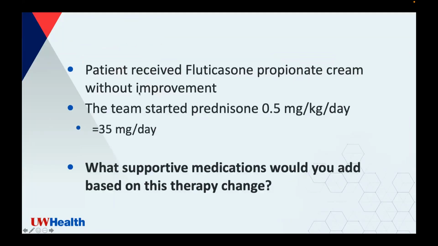next question. The patient received that fluticasone propionate cream without improvement, and so they decided to start the prednisone 0.5 mg per kg, which is 35 mg per day. What supportive medications would you add based on this therapy change? And you can just give a free response in the chat if you'd like.